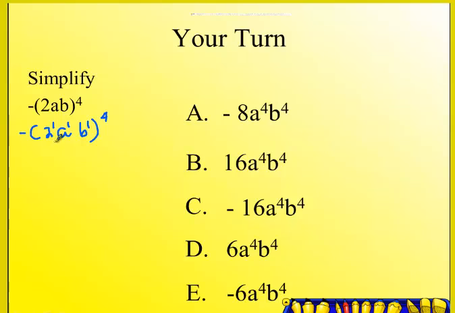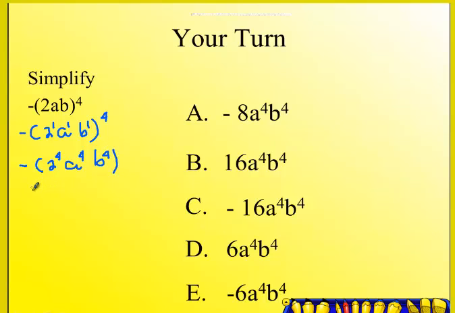Now, note that this negative here is not being raised to 4. Only these expressions inside the parentheses are being raised to 4. So I will have here 2 raised to the product of 1 and 4. So that's 2 raised to 4. A raised to 1 times 4, which is 4. And then b raised to 1 times 4, which is b raised to 4.